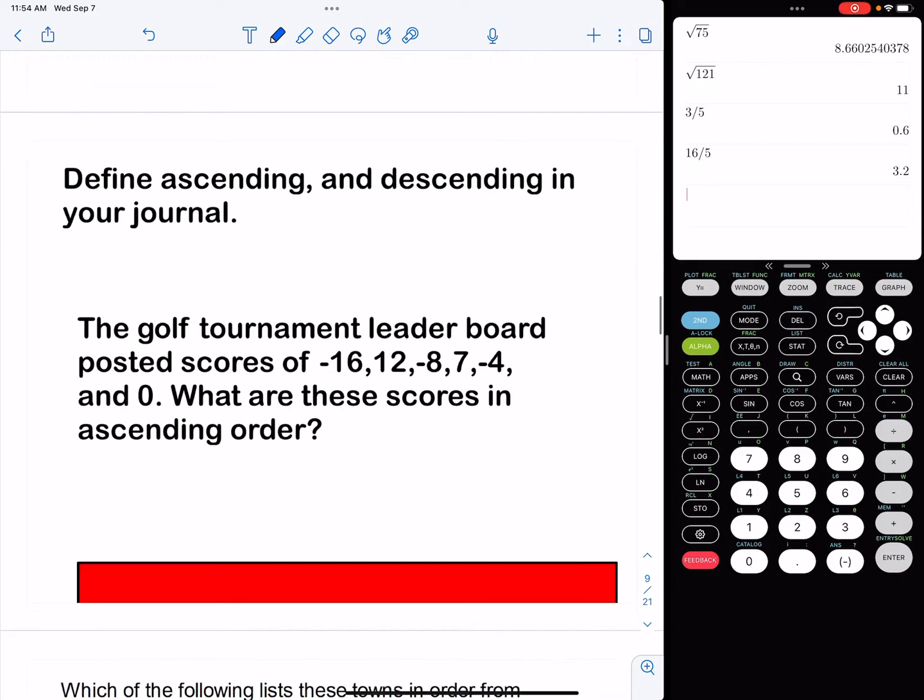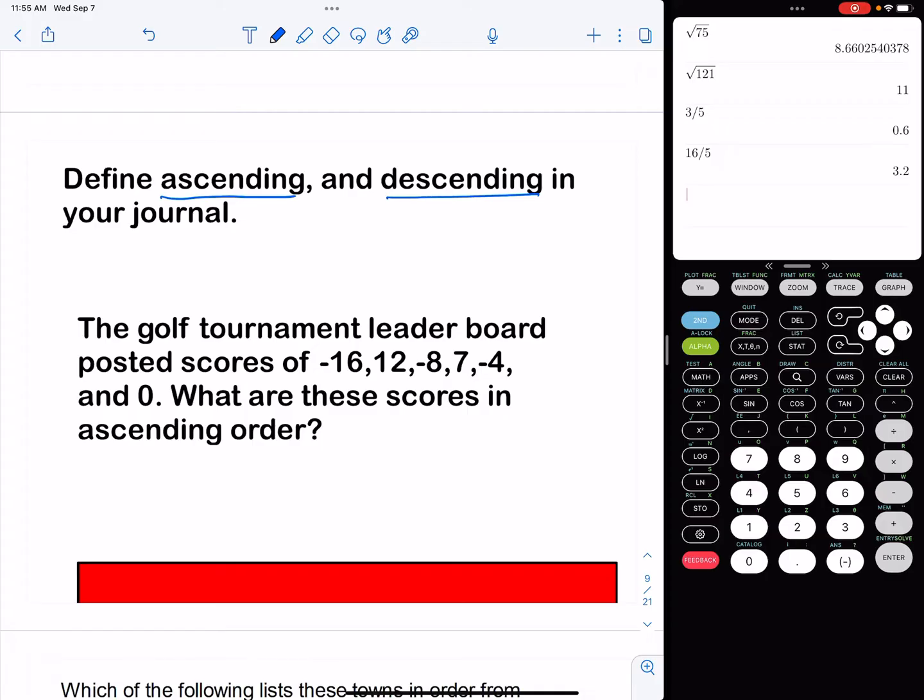Okay, so now we got some vocabulary that we need to understand. It says define ascending and descending in your journal. So let's look at what ascending and descending are referring to. These are two types of order that we need to understand the vocabulary. The STAR test has a tendency to use words to describe order for us.